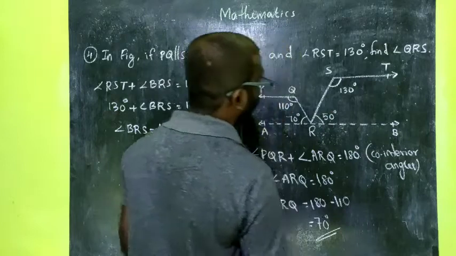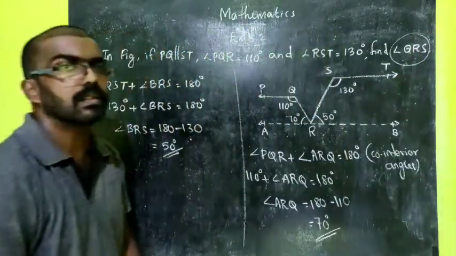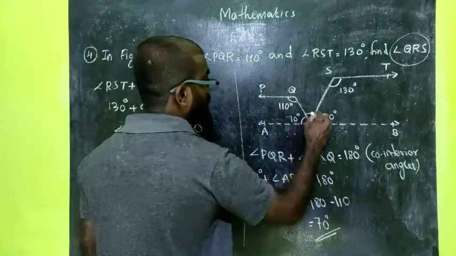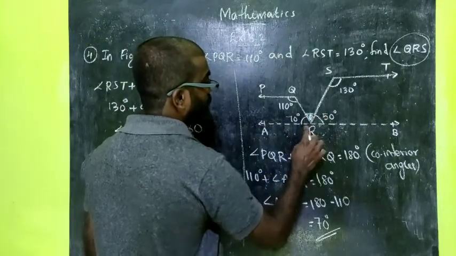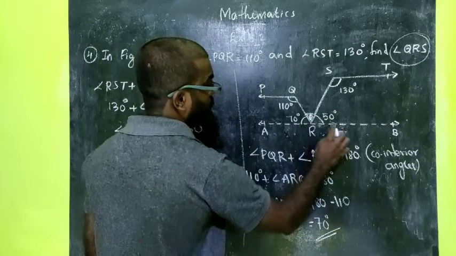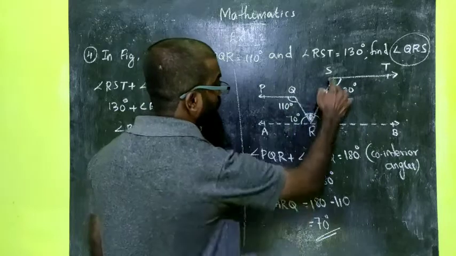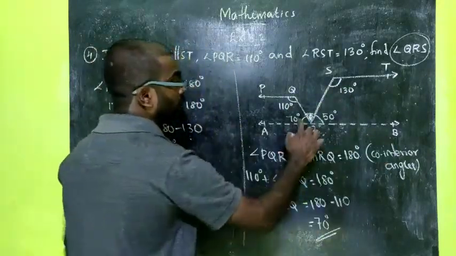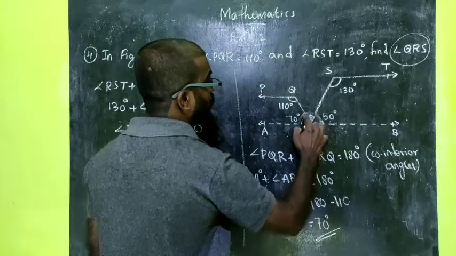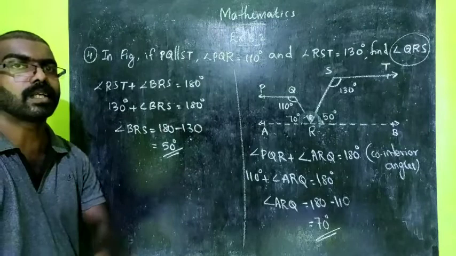Now finally, what we have to find out? We have to find angle QRS. Okay, here is angle QRS. And these three angles lie on a line: angle ARQ, QRS, then SRB or BRS. And the sum of these three angles will be equal to how much? 180 degrees. Okay, it is a straight angle.